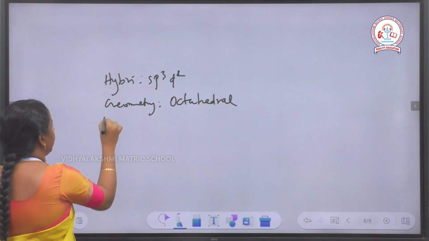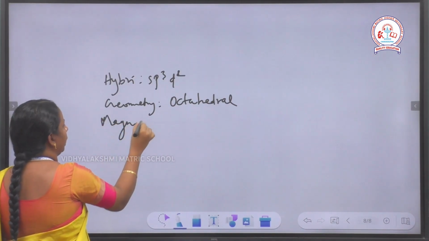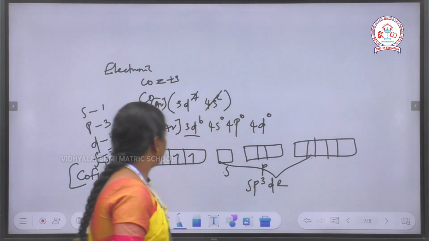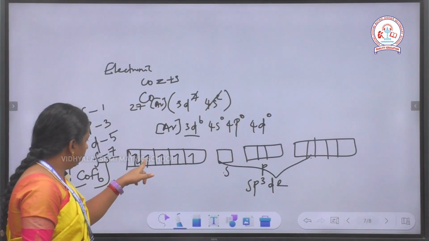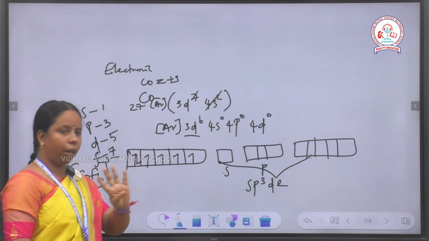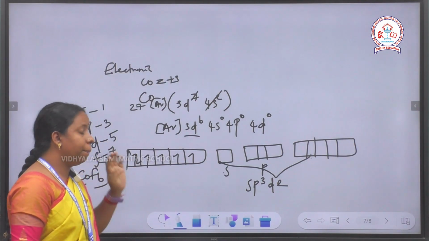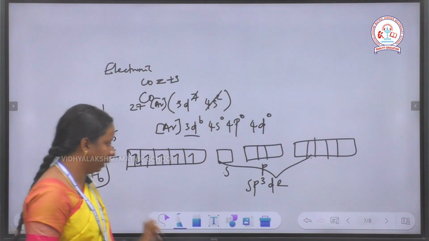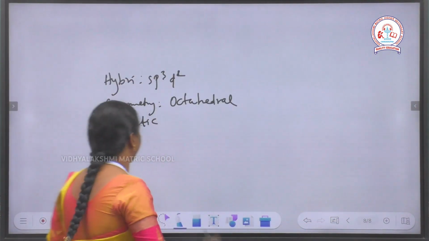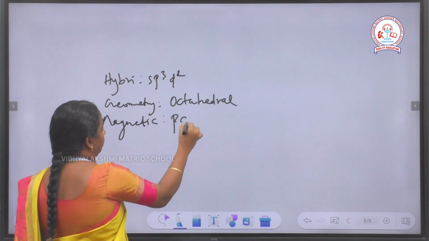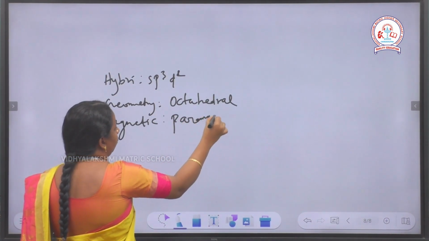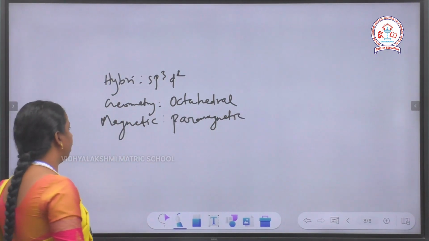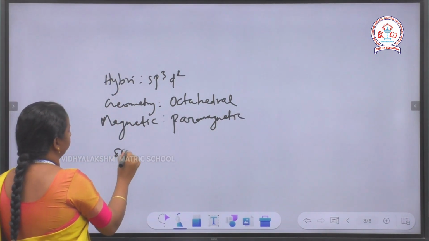Okay, then magnetic properties, whether it is diamagnetic or paramagnetic. So you see here 1, 2, 3, 4. 4 unpaired electrons are present. Unpaired electron presence means magnetic nature is paramagnetic in nature. That's why magnetic property is paramagnetic in nature. So what about paired electrons? Diamagnetic in nature, right.